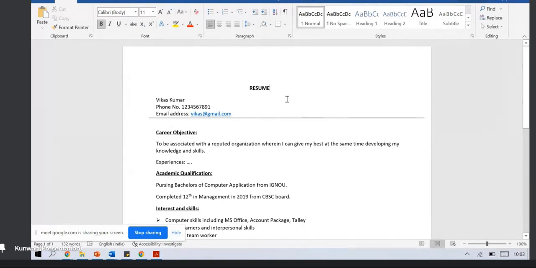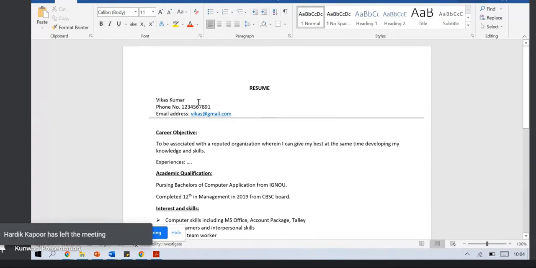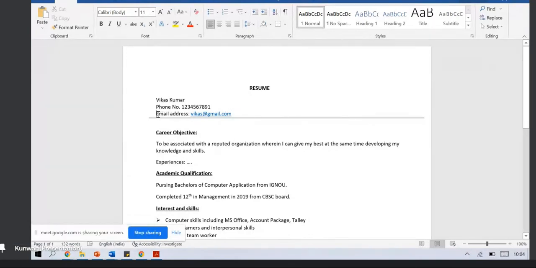And in a resume you don't have to mention your percentage and all those things, because if you are selected for the interview, or selected for this job, first your organization will verify whether the documents or the information you have provided are authentic or not.